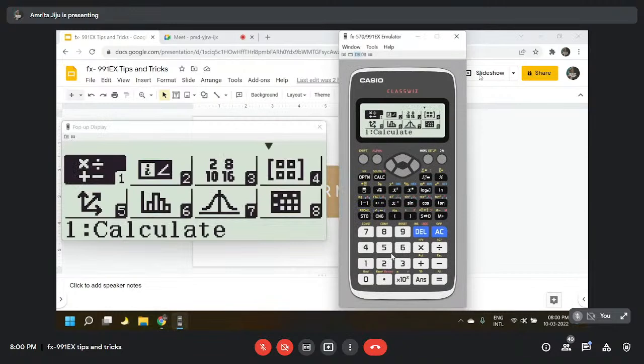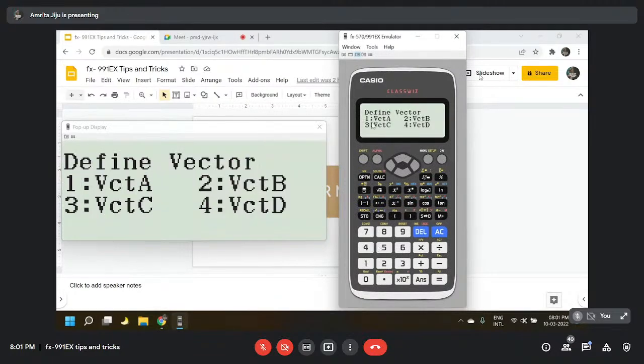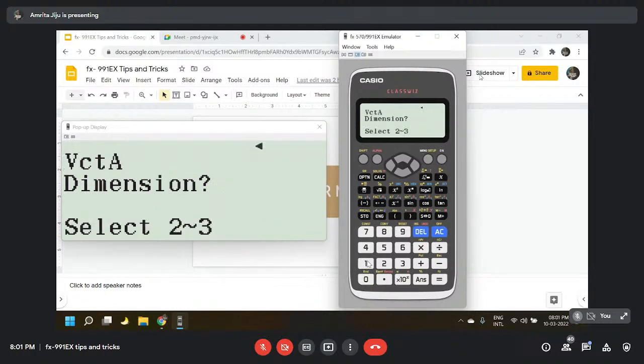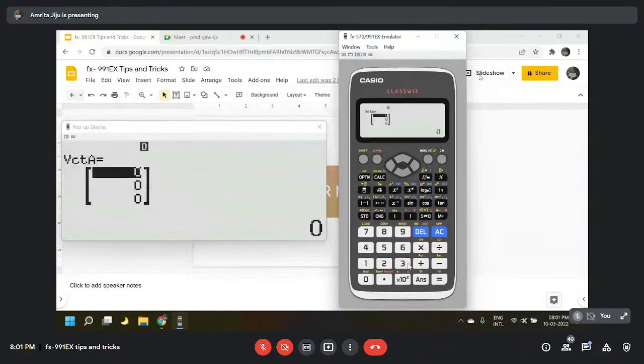Vector mode is actually the fifth one in this calculator. Now you can see that there are 1, 2, 3, and 4. First, you have to define the vector. So let's say I'm going to set the vector as 1, vector A, and I'm going to take the dimension as 3 so that I can get xi plus yj plus zk. So you can see that you have a matrix here like this. This value represents the x value, this one is the y value, and this is the z value. So it's basically like xi, yj, zk.